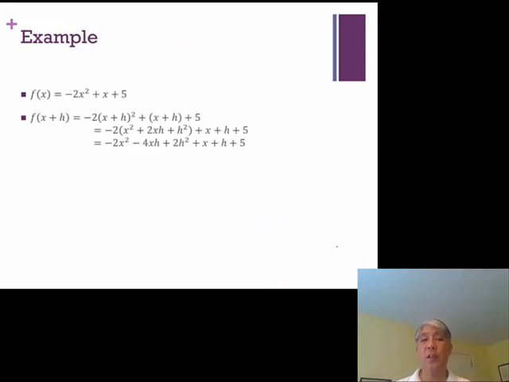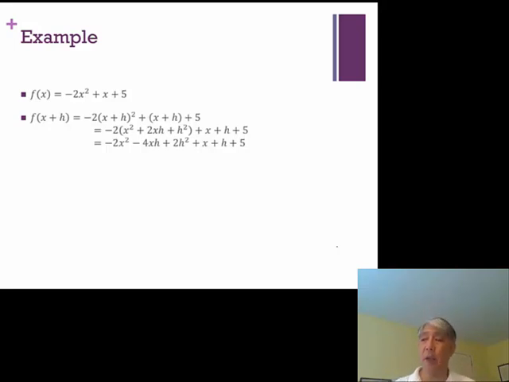Okay, so let's take a look at an example. If my function f of x is equal to minus 2x squared plus x plus 5, f of x plus h becomes this, where I substitute x plus h in parentheses everywhere I saw x in f of x. By doing that, I end up with minus 2 times x plus h squared plus x plus h plus 5. And after distributing out, I end up with minus 2x squared minus 4xh minus 2h squared plus x plus h plus 5. Yes, it's a very complicated looking thing.